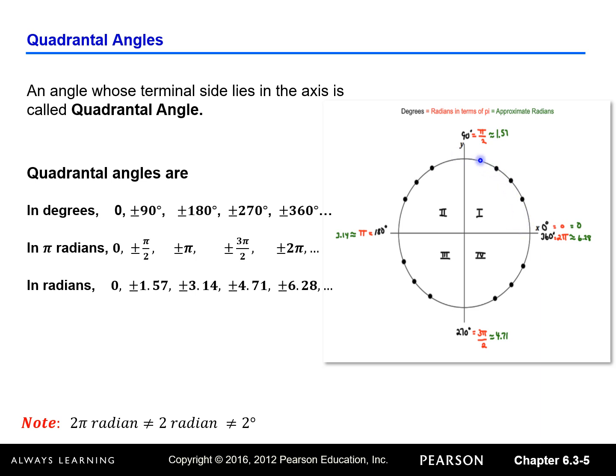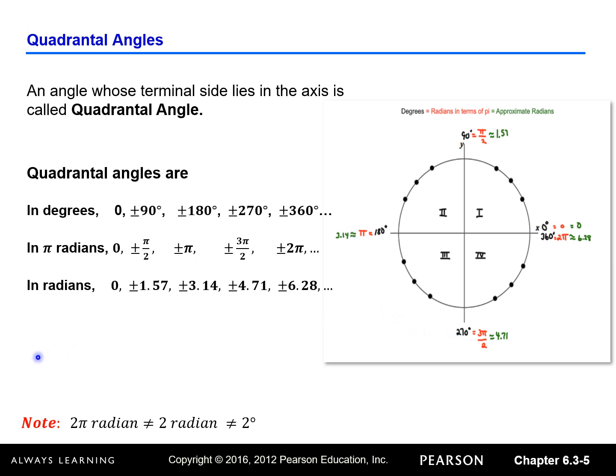So 0 plus 90 degrees is 90, then add another 90 degrees to get 180 degrees. Then add another 90 to get 270 on the negative y-axis. Then add another 90 to get 360. And if you want to continue to get another quadrantal angle, just keep on adding 90 degrees.